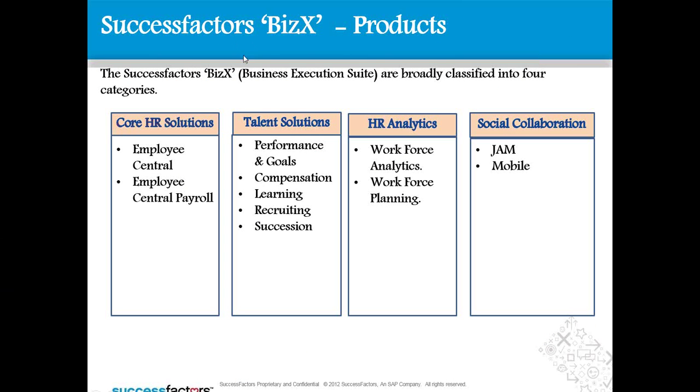Let's understand the products in the basic suite. In core HR solutions, we have Employee Central and Employee Central Payroll. In talent solutions, we have performance and goals, compensation, learning, recruiting, and succession. In HR analytics, we have workforce analytics and workforce planning. In social collaboration, we have Jam and mobile.